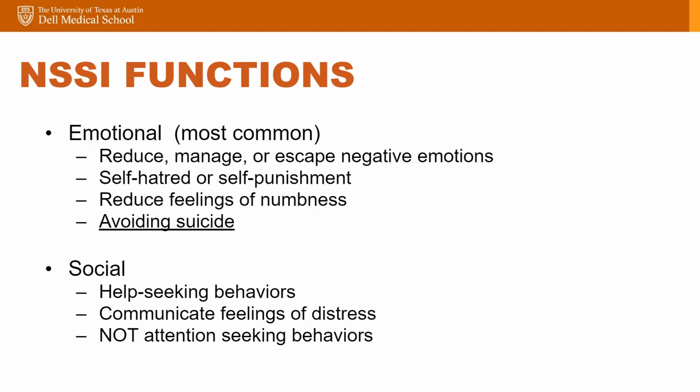By far, the most common reason or function for self-injury is emotion regulation, or what we call intrapersonal reasons. About 53%, about half of youth who self-injure, indicate doing so to help reduce, manage, or escape negative emotions. So basically using self-injury as a way to provide some kind of emotional relief, even if temporary, when uncomfortable emotions are present. Although less common, some youth report engaging in self-injury as a way to express self-hatred or as a form of self-punishment.